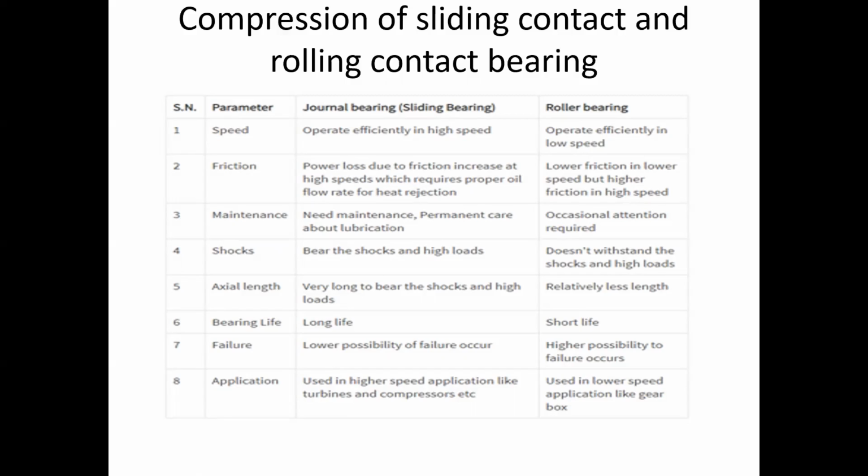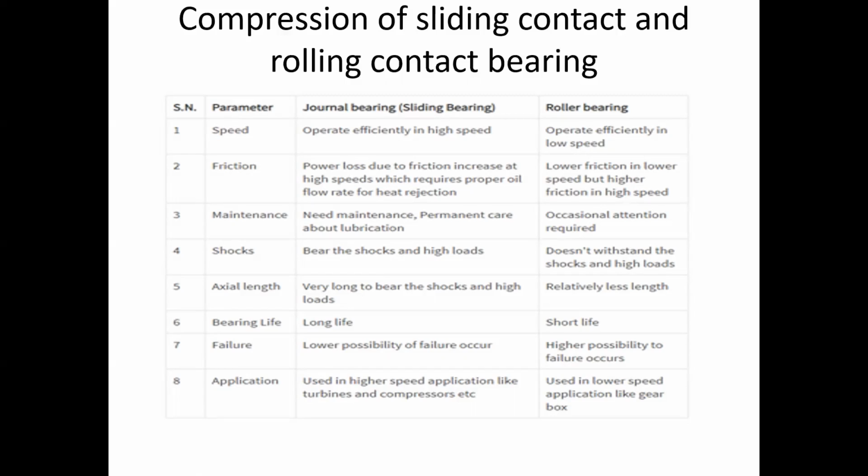Maintenance: sliding bearings need permanent care, and constant lubrication is required. As and when the lubrication is reduced, the fluid film will break, and there will be metal contact, and the failure of the sliding contact bearing will take place. In roller contact bearing, occasional attention is required. Once you have provided the grease over the surface of the balls and the race, no need to take much care, but you have to check the oiling and the greasing of the bearing from time to time.